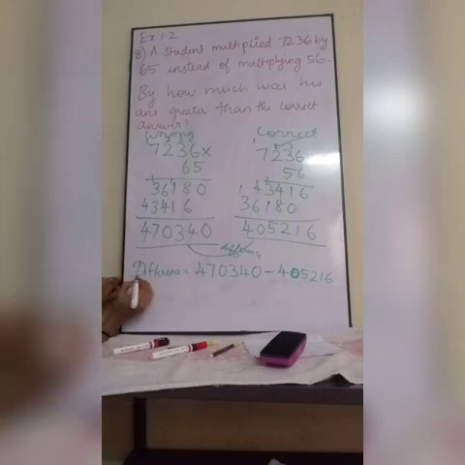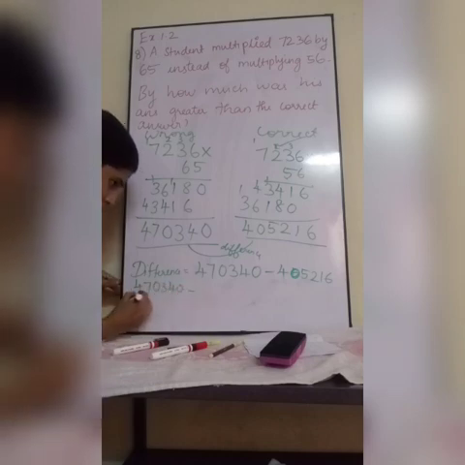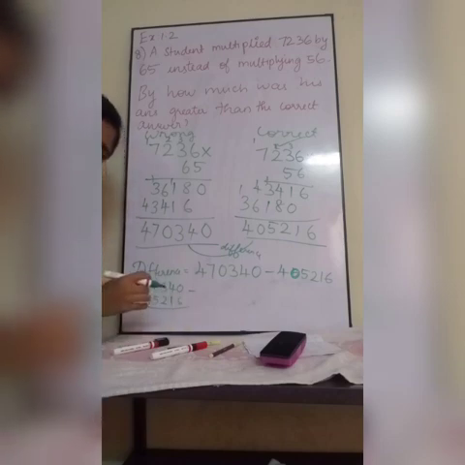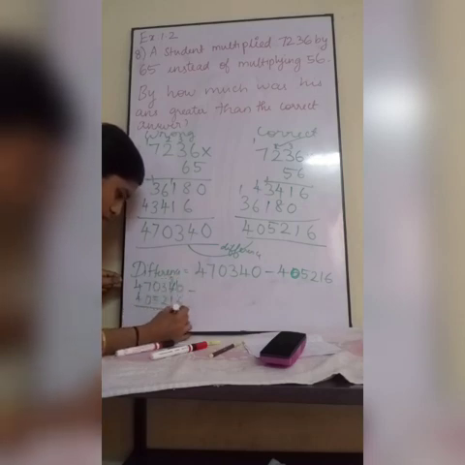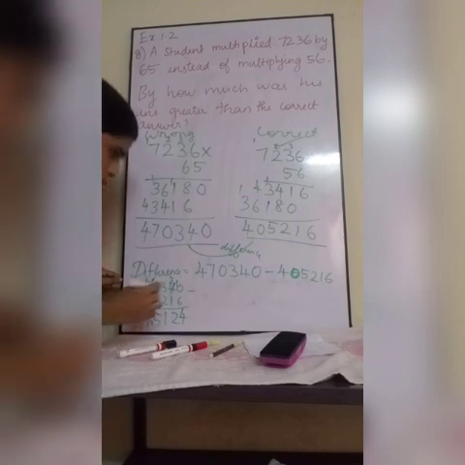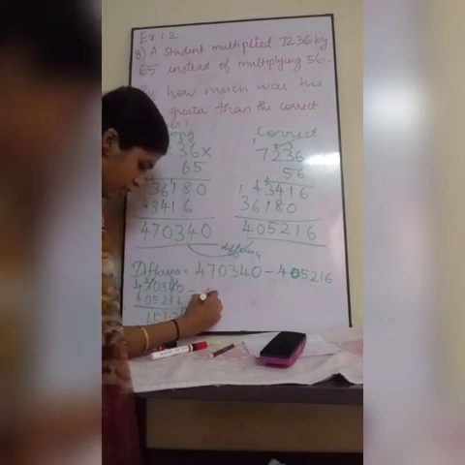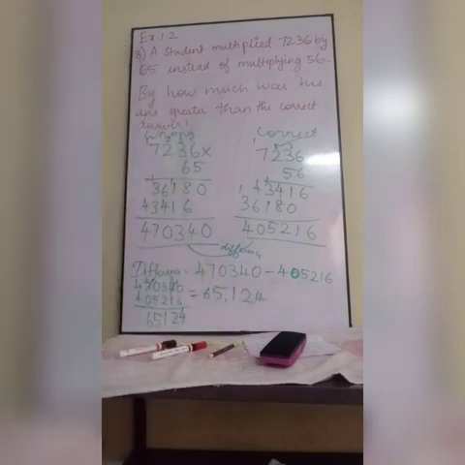Now I am going to subtract it. 4,70,340 minus 4,05,216. I am going to subtract these two. So how will the subtraction be? Here 3, here 1, 10. 10 minus 6, 4. 3 minus 1, 2. 3 minus 2, 1. Here 6, 1. 10 minus 5, 5. 6 minus 0, 6. Here 0. So the answer is 65,124.